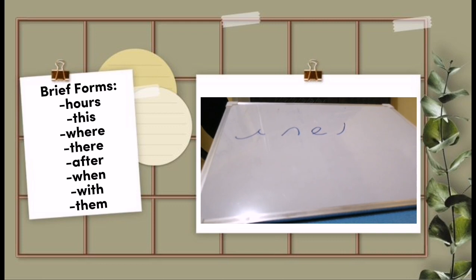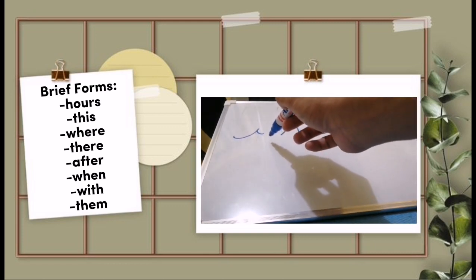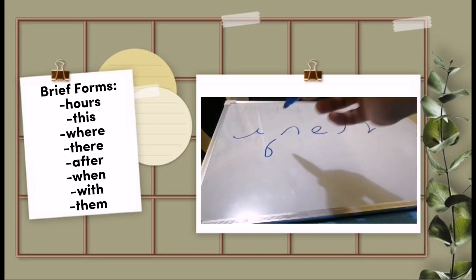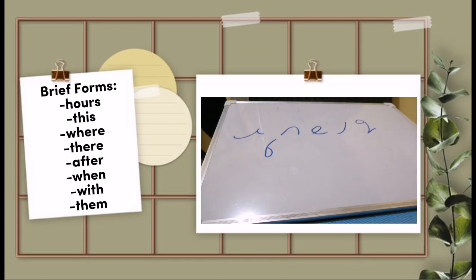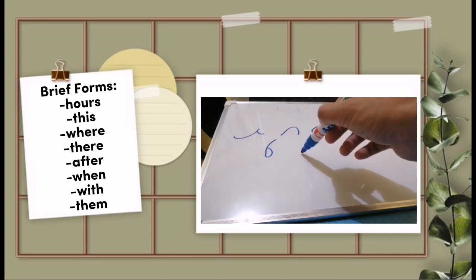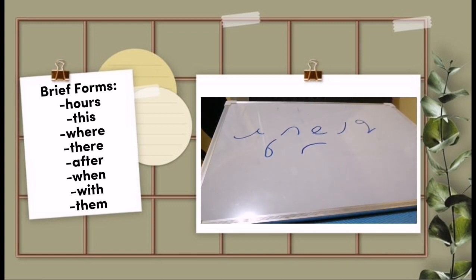Next one, for the brief forms, we have the word after. And that's how you write the word after. Next is the word when. And lastly, for our brief forms, we have the word them. And that's it for our brief forms.